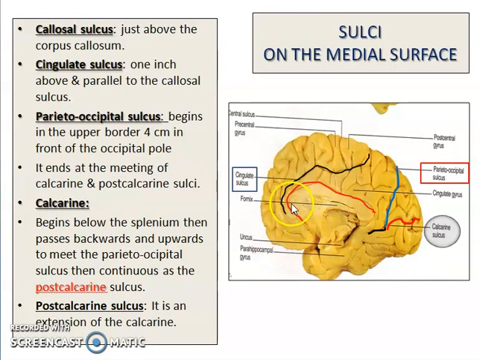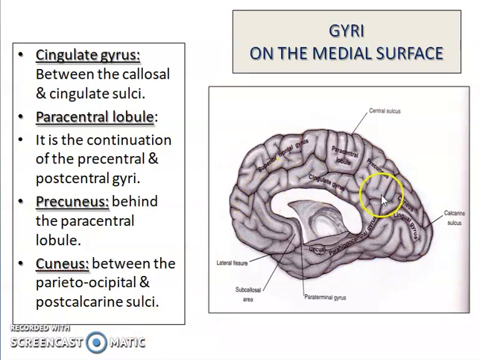Then we have seen the sulcus on the medial surface which is in relation to the corpus callosum. This was called the callosal sulcus. This was called the cingulate sulcus. Then the parieto-occipital sulcus, and this was called the calcarine sulcus and post-calcarine sulcus. And thus the gyri present on the medial surface were the cingulate gyrus and the superior frontal gyrus. Around the central sulcus was the paracentral lobule. This was the precuneus area, because this is the cuneus area.